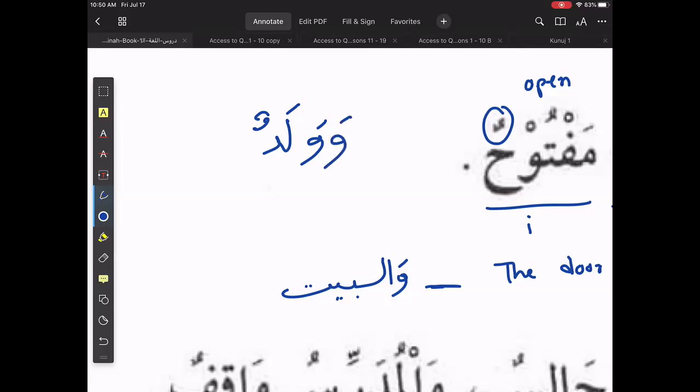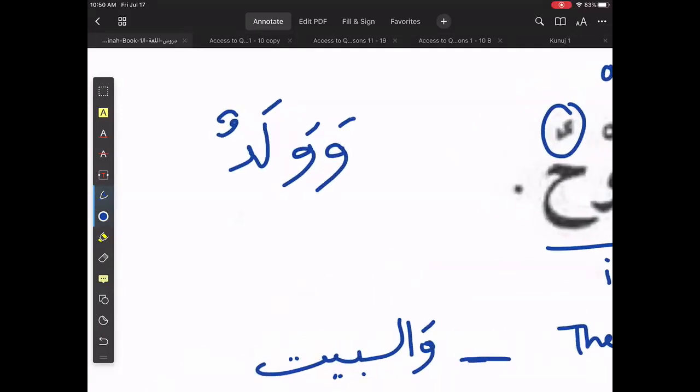Okay, so waladun, and a boy. So you understand why I'm trying to explain, because sometimes you have to build this thing and understand this concept. This wow can be "and" and also part of the spelling. Then you figure out whether or not this wow is an "and" or is part of the spelling.